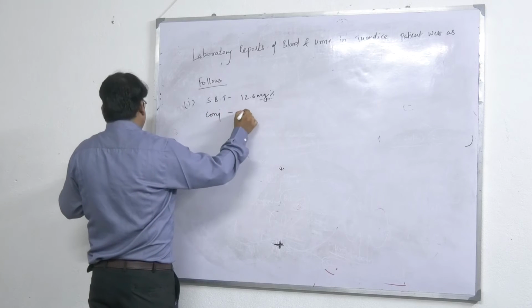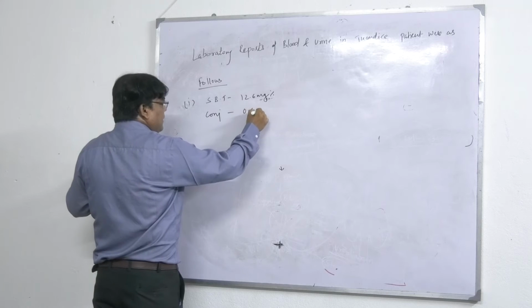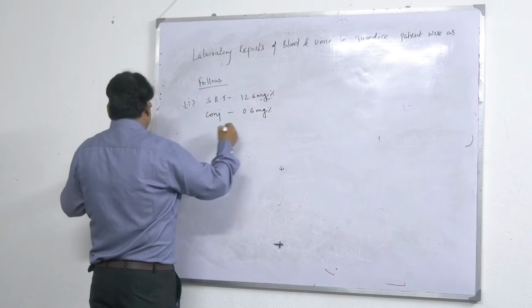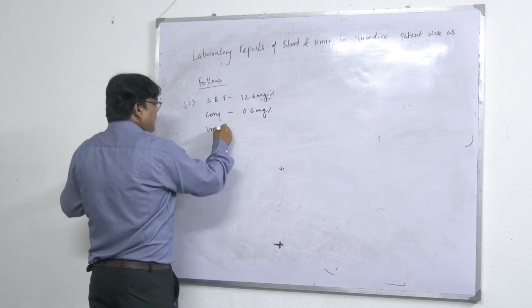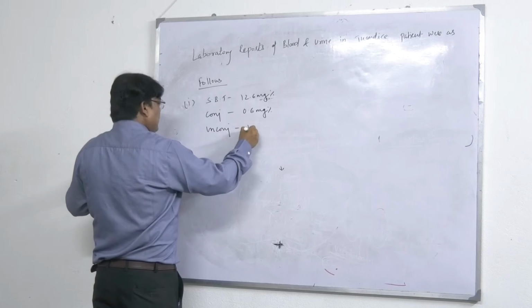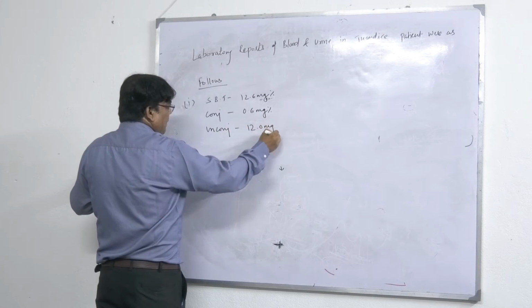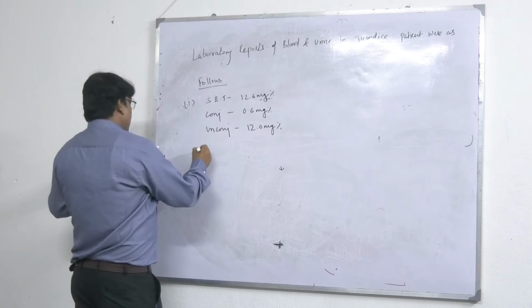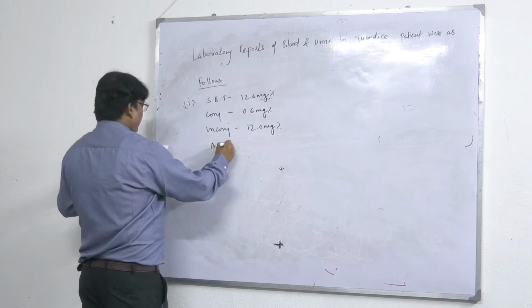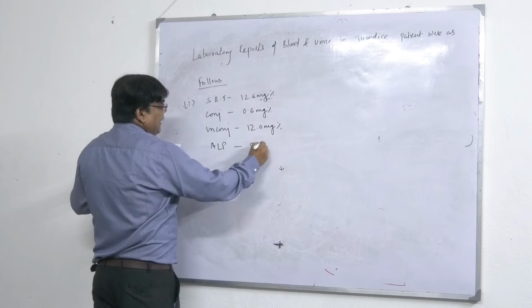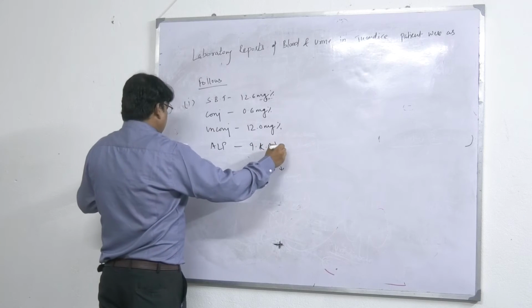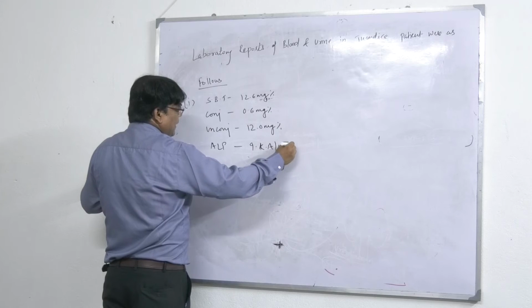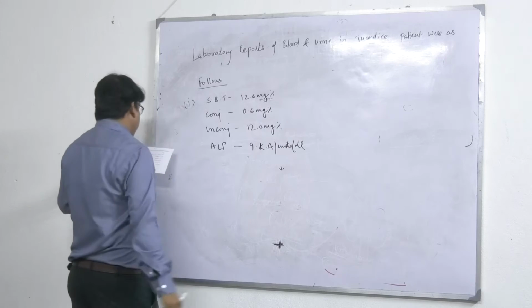Conjugated bilirubin is 0.6 mg%, and unconjugated is 12.0 mg%. Serum ALP, alkaline phosphatase, is 9 KA units per dl.